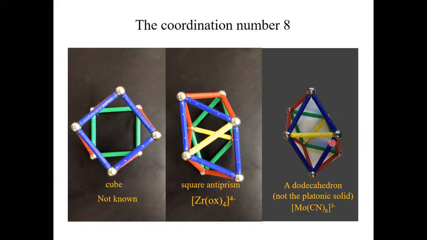All right. So an example for this dodecahedron, which is not the Platonic solid, by the way, we have a significantly lower symmetry here, is, for instance, octacyanomolybdate 3-. An example for a square antiprism is, for instance, the tetraoxozirconate 4-.